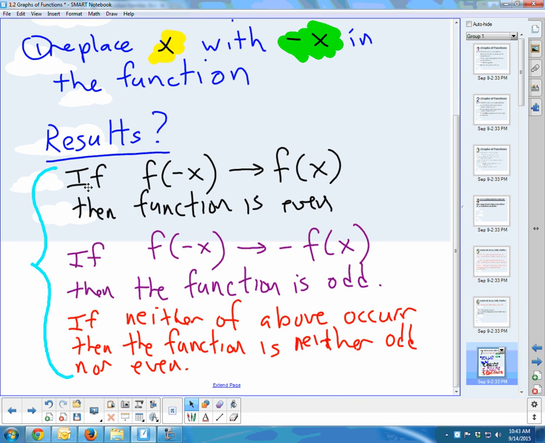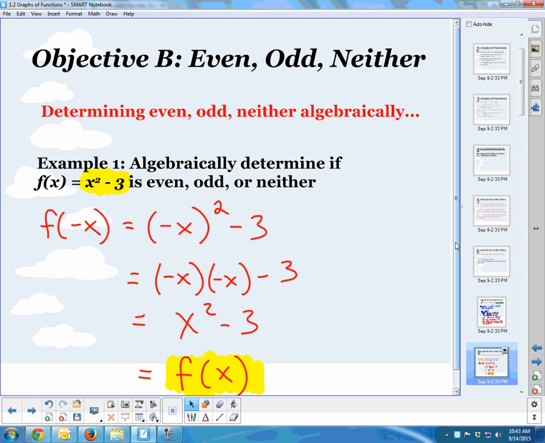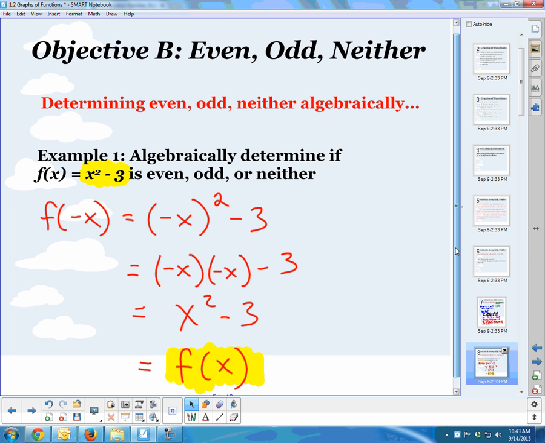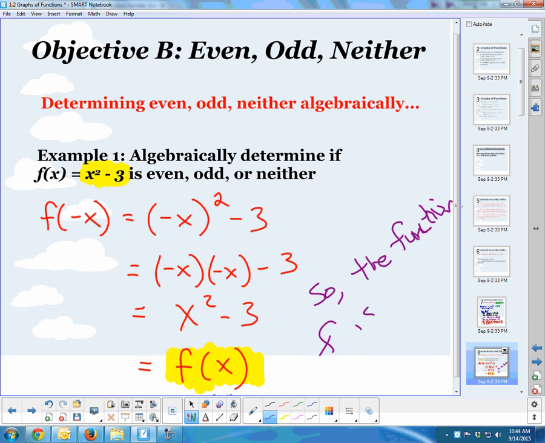If I look at the first result, if f of negative x is the same as what I started with, then the function is even. So if I look at this, I got that result. So I can make a little statement here, and I can say, so the function f is even, because it passed this algebraic test.